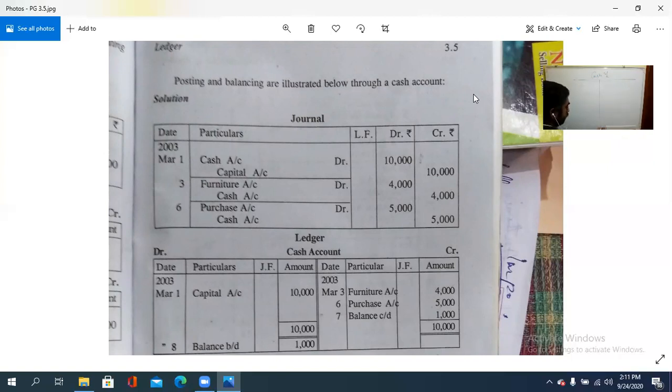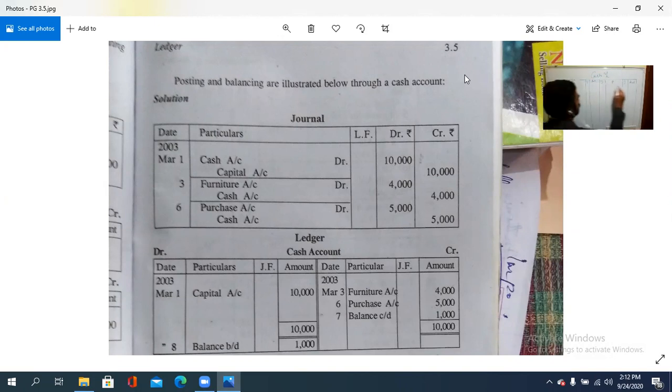See the T account. This is the amount column. This is the journal folio column. Then the particulars column and then the date column. Here the date is something like that. Date, particulars, then journal folio, amount. So listen.